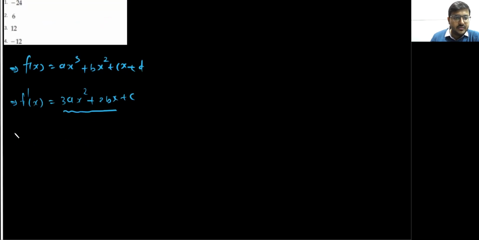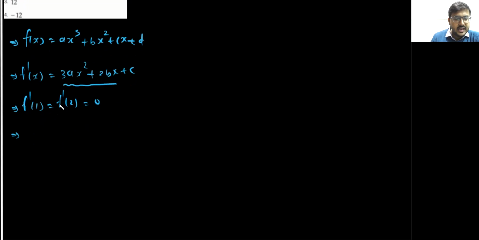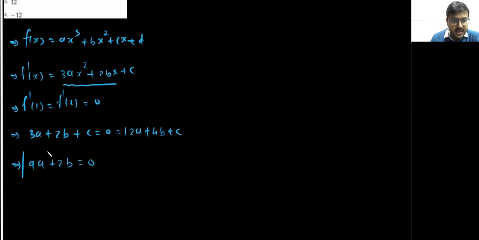So we can say that f dash of 1 equals f dash of 2 equals 0, right? So if I put f dash of 1, I will get 3a plus 2b plus c equals 0, and f dash of 2, if I put, so 2 square is 4, so it will be 12a plus 4b plus c equals 0. So we can say that it is 9a plus 2b equals 0. So this can be the first equation we have.